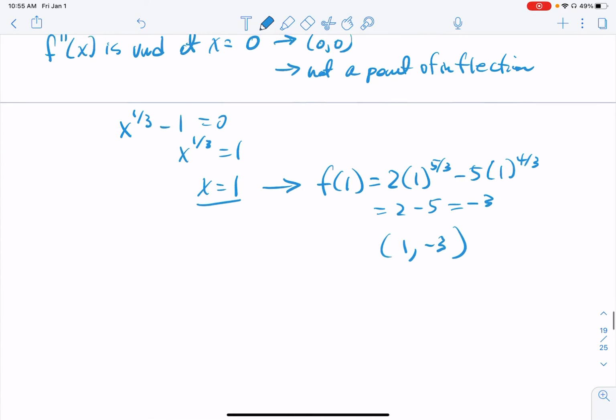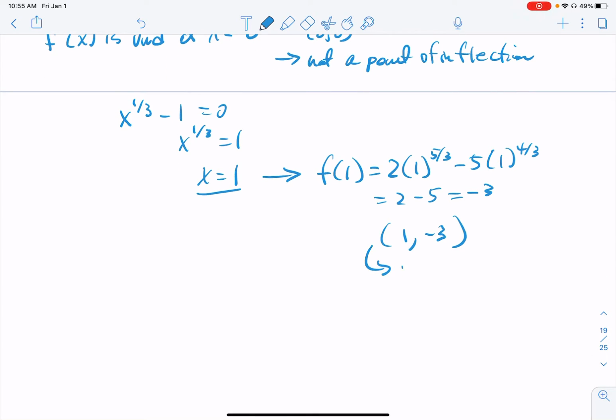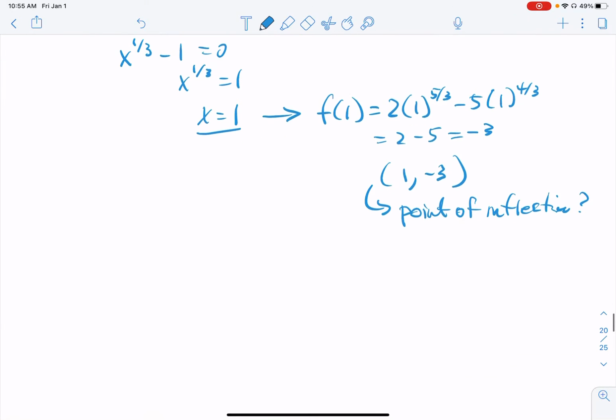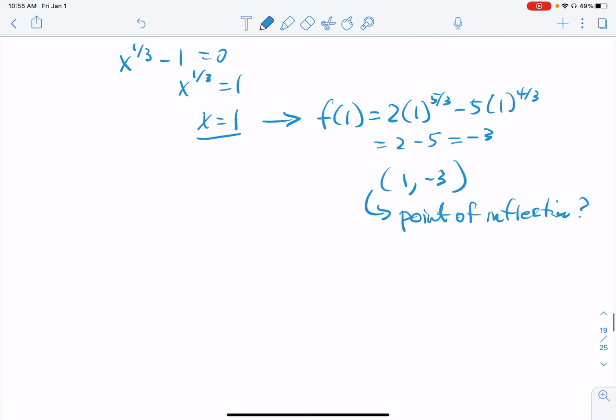What could possibly happen at this point? Point of inflection? Did you notice how I did an inflection when I said that? How do I tell whether or not I have a point of inflection here? I'm going to do a test for concavity.